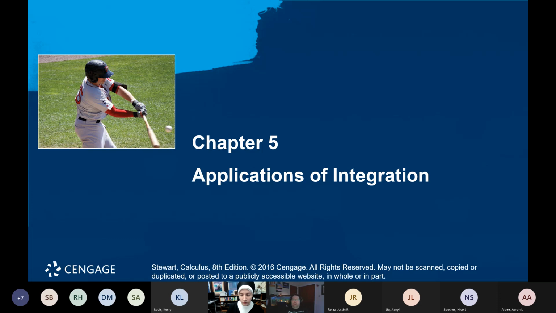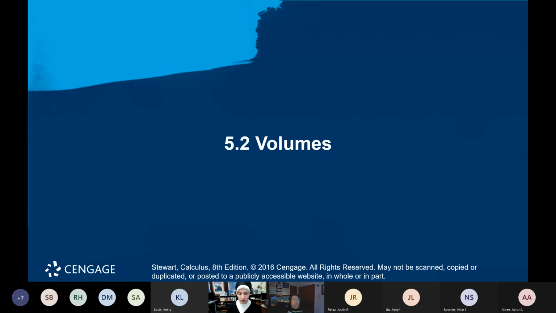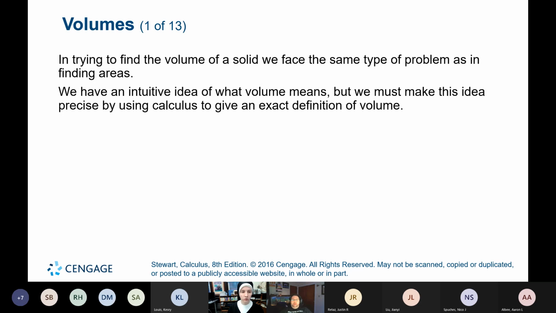So tonight we're going to look at volume. We're going to look at two different methods to find volume: the cylinder method and then the disk method. When we're looking for volume, we're looking at a three-dimensional shape. So we're taking our functions and rotating them around an axis.